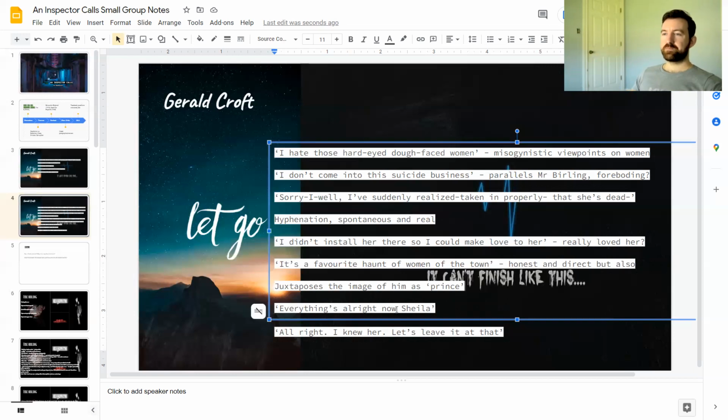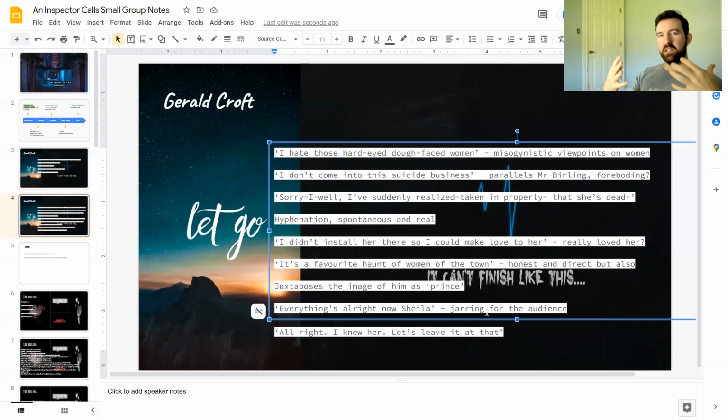Good quote again. "Everything's all right now, Sheila." This is kind of just hilarious, isn't it? At the end, it's very jarring for the audience. And it shows that Gerald hasn't learned anything in the long run, unfortunately, because now that he thinks that Daisy Renton didn't die, the fact that he had an affair with another woman doesn't seem to bother him. He's just like, it's all right, take the ring back, let's get married.